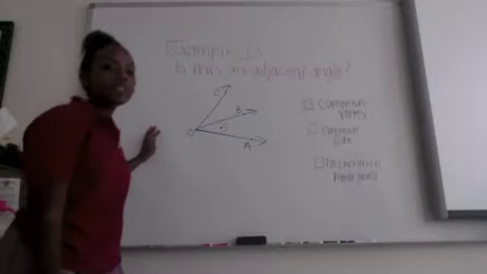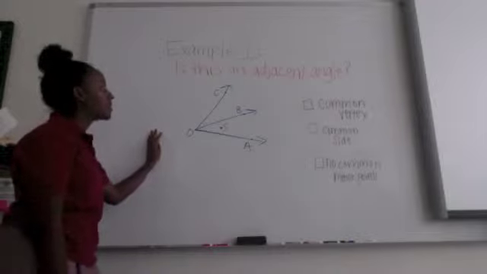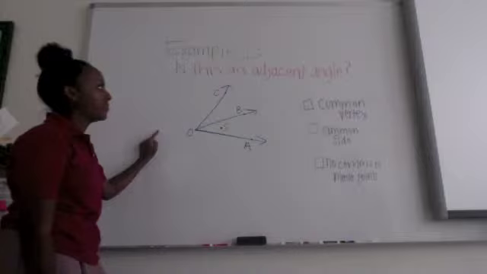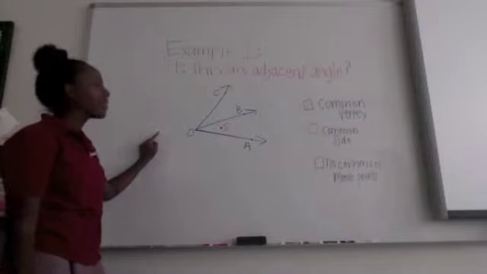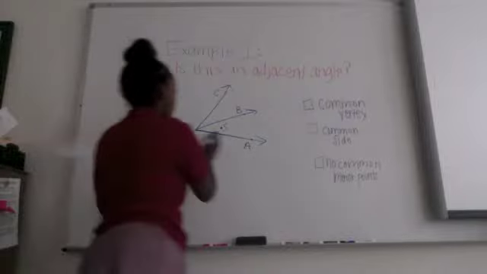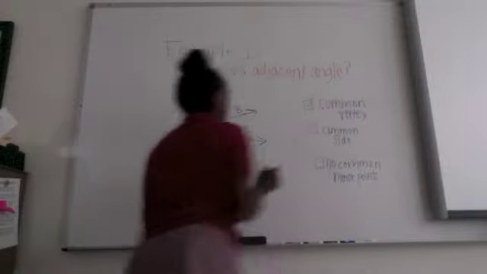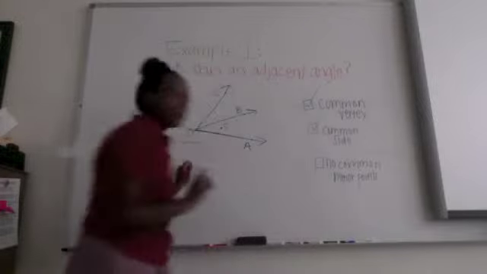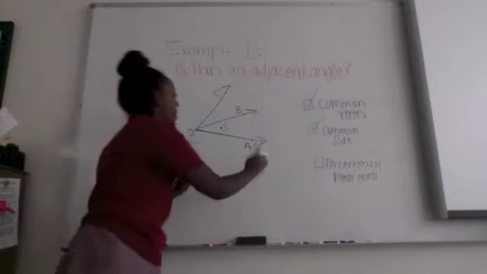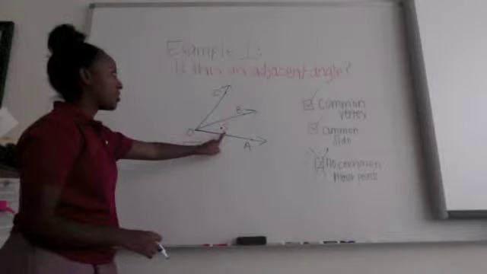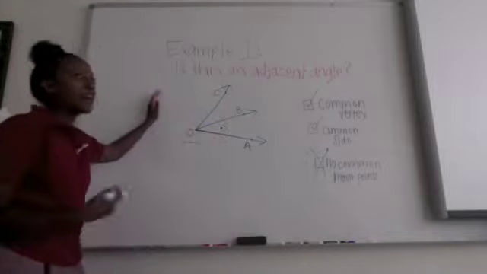To conclude our lesson, we have some example problems we would like you to solve. So the first one is, is this angle adjacent? So an adjacent angle has 3 things: a common vertex, which is O, a common side, which is BO, and no common interior points. But in this angle, you can see that S is a common interior point, which makes this a non-adjacent angle.